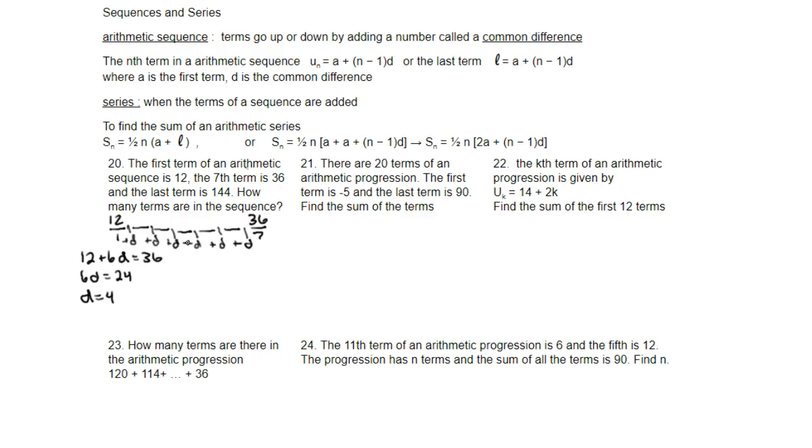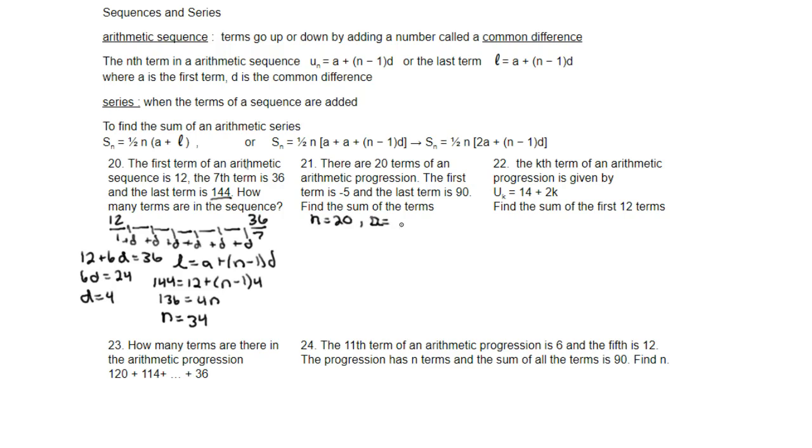Now that I know that, I can look at the formula and see which one I want to use to find out how many terms are in the sequence. Well, I'm going to take this one over here because I know what the last is. And so if I fill in the last, 144, and the first, and I don't know n, but now all I got to do is solve for n. And when you do, you'll find out that n is equal to 34.